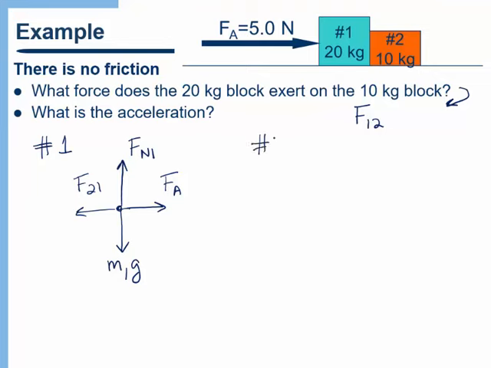Let's look at the free body diagram for block 2. For block 2, we've got m2g and Fn2.